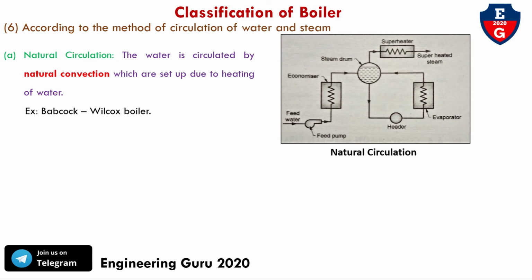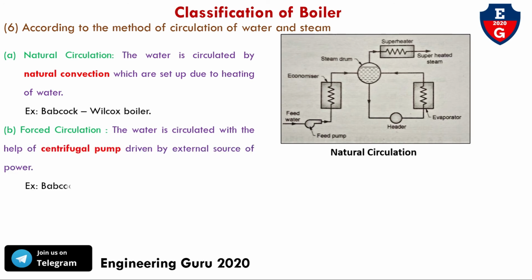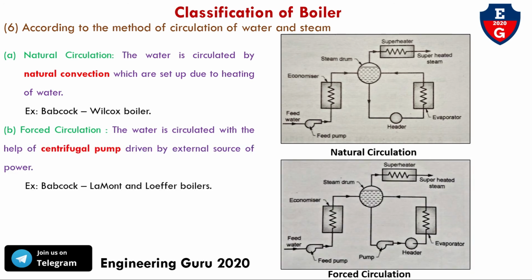So examples are Babcock-Wilcox boiler. In this figure we can see that the water from the steam drum falls under gravity to the header and then it evaporates, where its temperature rises and the density reduces. Part B, forced circulation. In forced circulation boilers, the water is circulated with the help of a centrifugal pump driven by an external source of power. So examples, Babcock-Wilcox boiler, Lamont and Loeffler boilers.